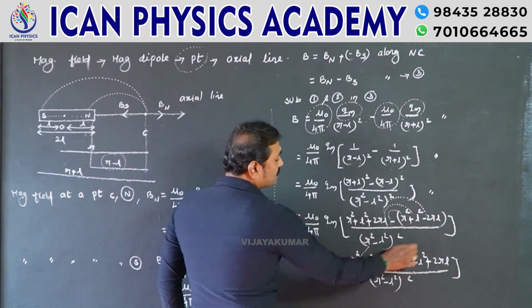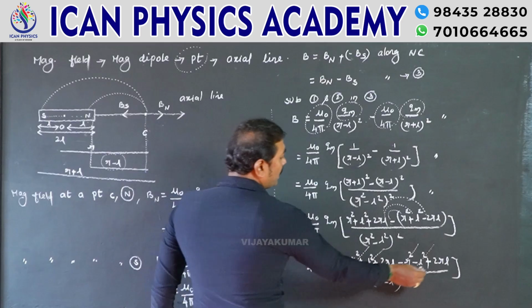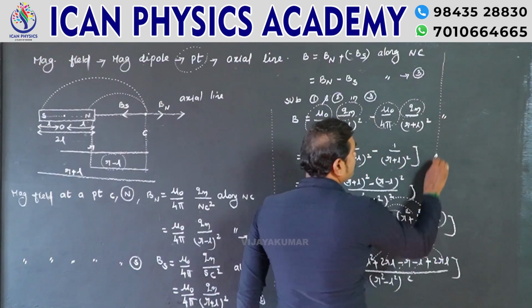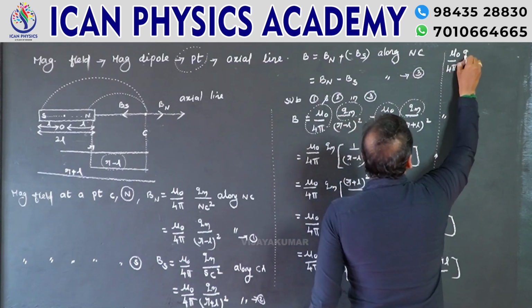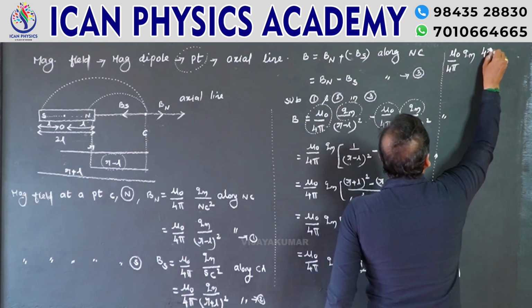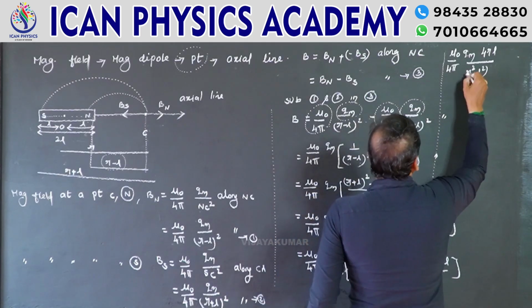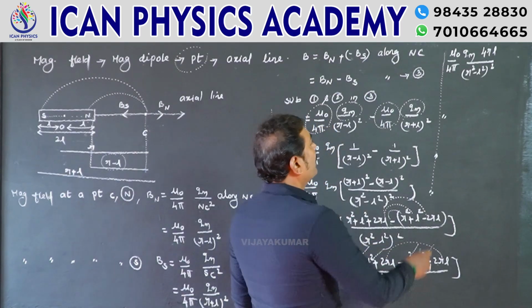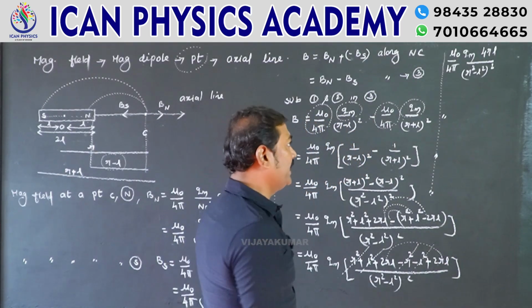இப்போ என்னாச்சு நமக்கு plus r square minus r square plus l square minus l square. இப்போ 2rl plus 2rl அப்போ என்ன வந்துரும் 4rl. அப்போ என்னாச்சு நமக்கு mu naught by 4 pi into QM into 2rl plus 2rl அப்போ என்ன வந்துரும், 4rl divided by r square minus l square the whole square along NC. Okay, இப்போ என்ன பண்ணலாம் அப்படின்னா the 4rl எப்படி எழுதிக்கலாம், 2r into 2l அப்படின்னு எழுதிக்கலாம்.